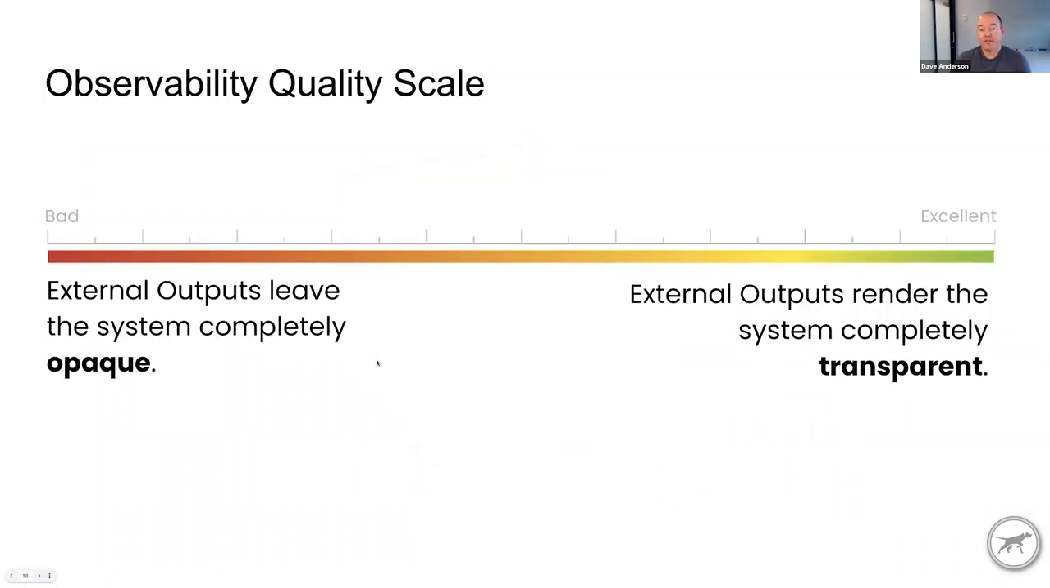And observability has a quality scale itself, right? Just like scalability or maintainability, on one end, your outputs leave the system completely opaque, and you can't see into it. On the other hand, you have excellent observability and your outputs render the system completely transparent. You can see everything that's going on within your application and your system.